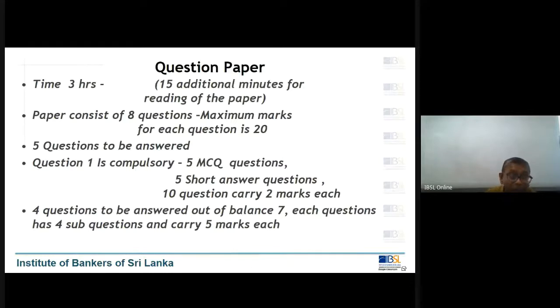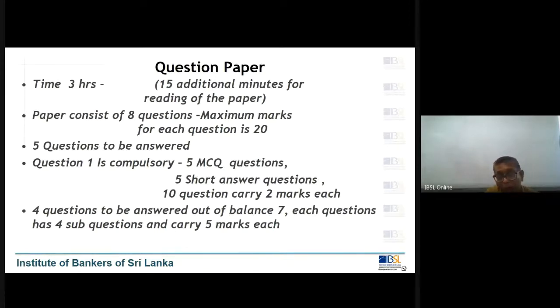But the important thing is, in this syllabus question number 1 is compulsory. There is no selection. So it is compulsory. The first question usually consists of 10 questions, right? 10 questions carrying 2 marks each will end up with 20 marks. These 10 questions consist of 5 MCQ questions.